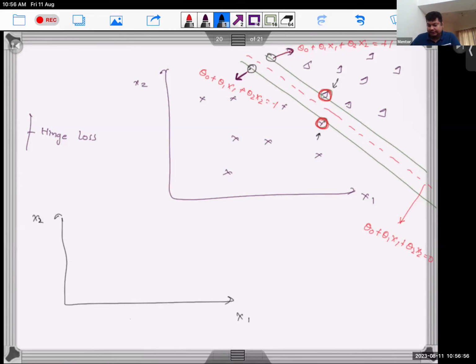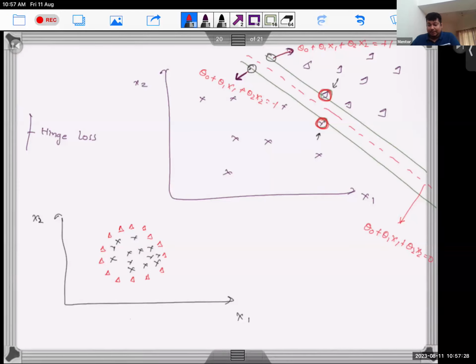data set, which is like this. Let's say the triangles are outside. Do you think if you use any model based on linear regression, even if you have polynomial features, you would be able to generate a decision boundary for this? No. Whatever model you use, curvilinear, parabolic, it will not work.